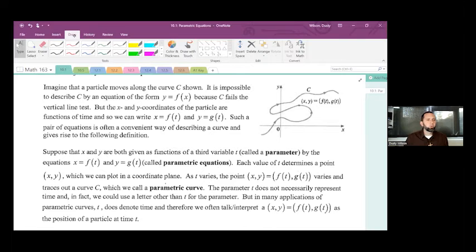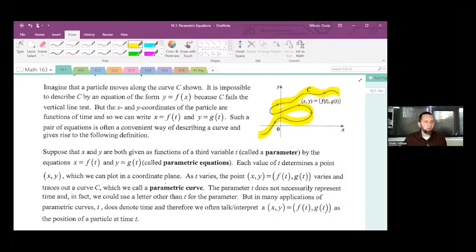Good day. Today we're going to be talking about curves with parametric equations. Imagine that a particle moves along the curve C that's shown. It's impossible to describe C by an equation of the form y equals f of x because C fails the vertical line test.